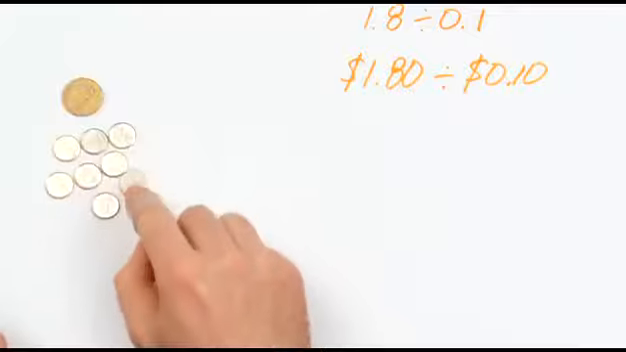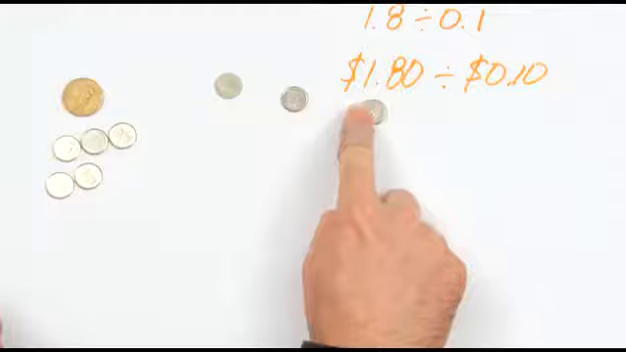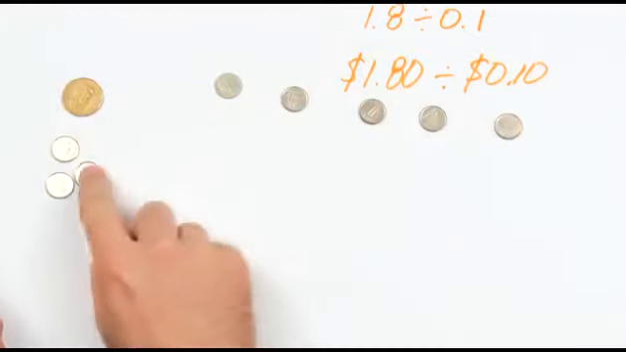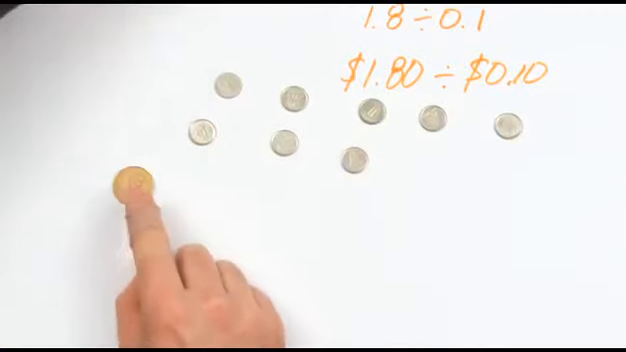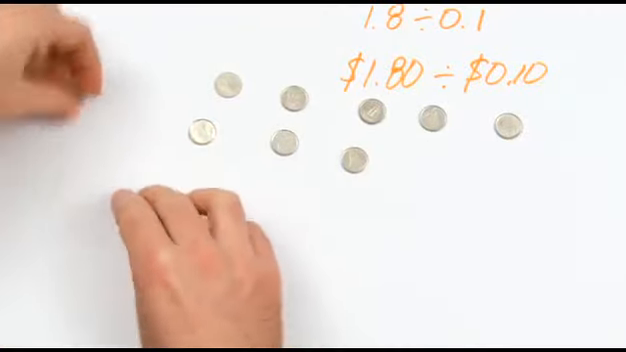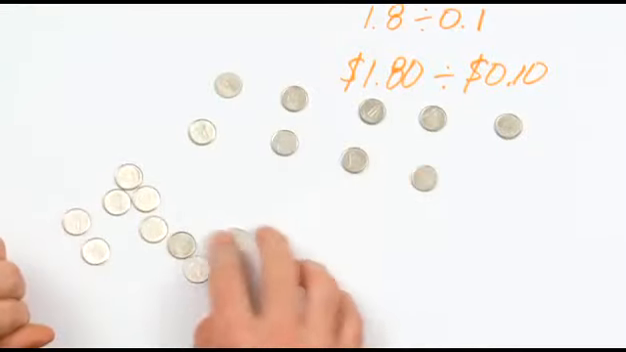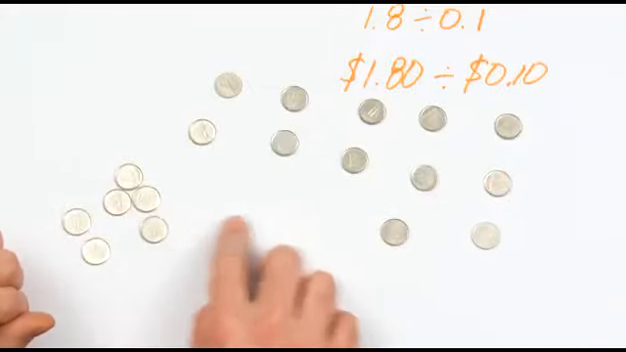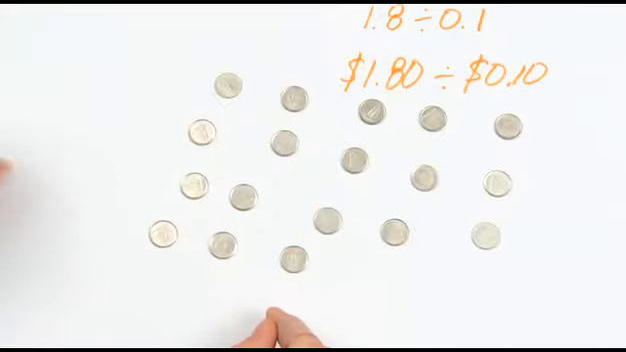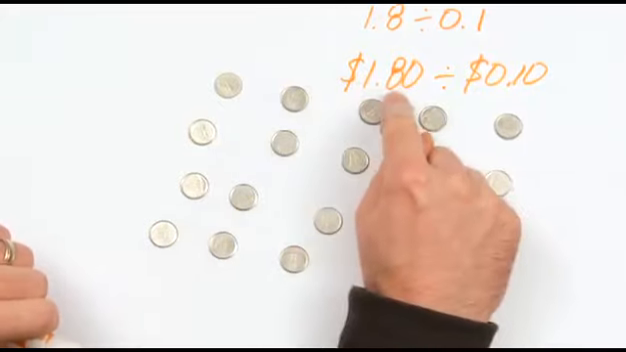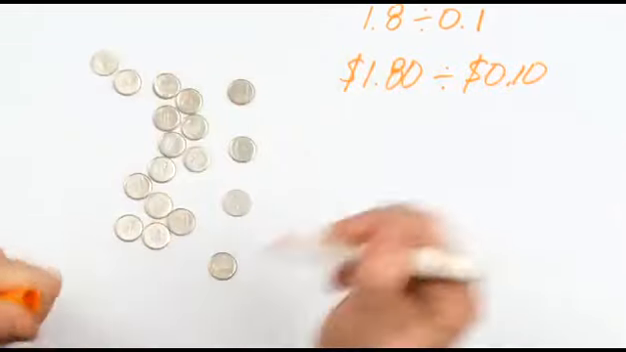Well, if I take my $1.80 and divide them into groups of 10 cents, I've got one group, two groups, 3, 4, 5, 6, 7, 8, 9. No, I need to split that up. Here we go. I took 10 dimes to make the dollar, right? So I've got 9, 10, 11, 12, 13, 14, 15, 16, 17, and 18. Okay, so when I take $1.80 and divide it into groups of 10 cents, I get 18 of them.